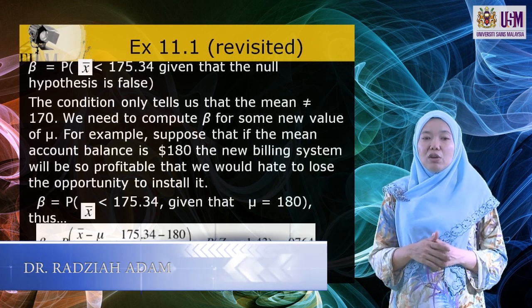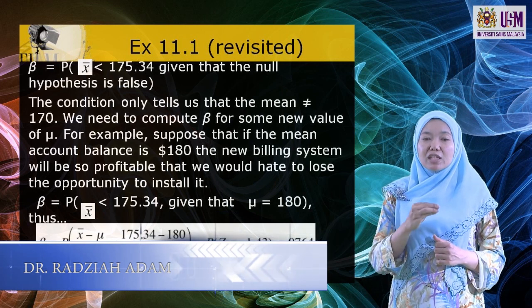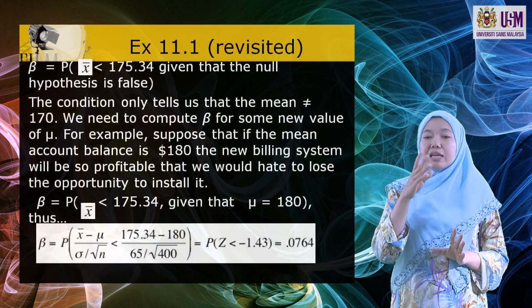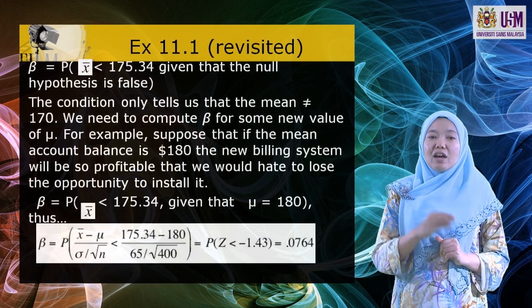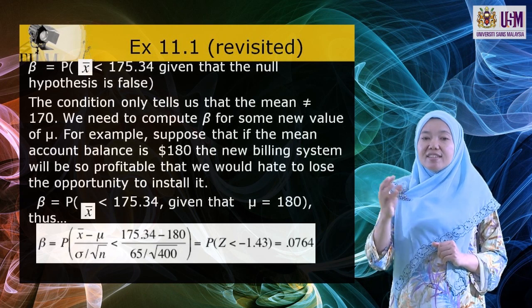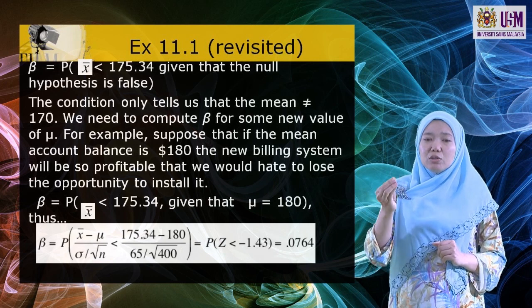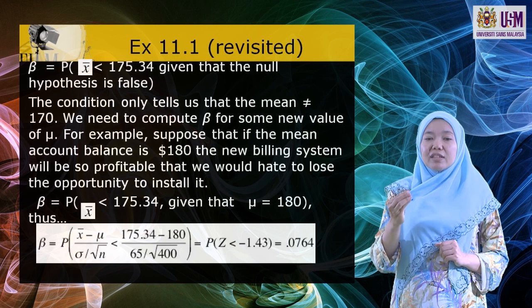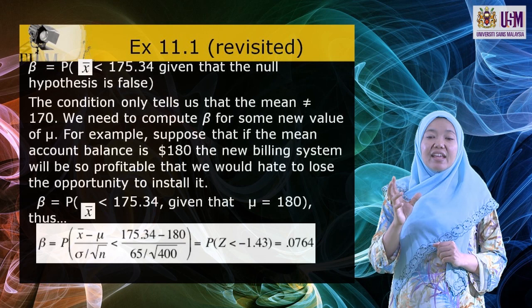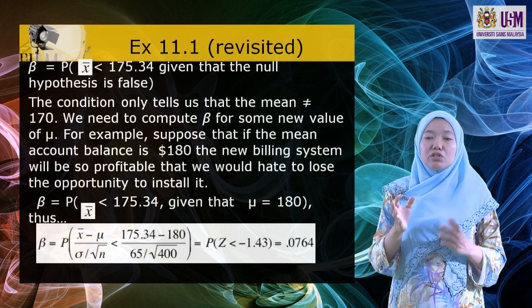Thus, replacing into the z-score formula, the probability of X bar minus mu divided by sigma divided by the square root of n becomes the probability of Z. Replace X bar with 175.34, mu is 180, sigma is 65, and the sample size is 400. So what you get is the probability of Z less than -1.43. So go back to the normal distribution table.